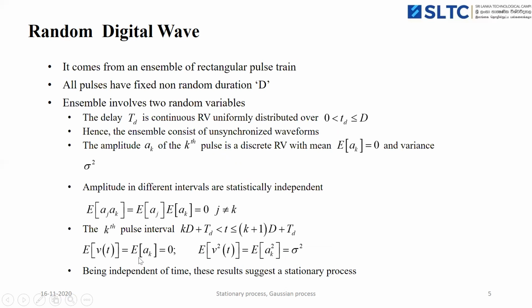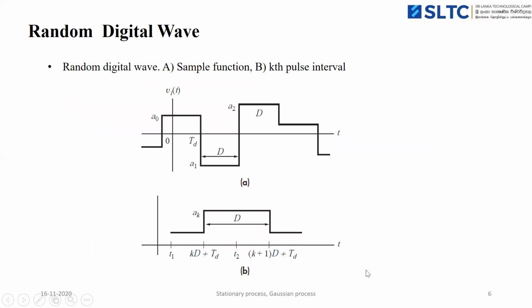The mean value of the amplitude, the expectation of V(t), equals the expectation of A_k, the kth pulse amplitude, which is equal to 0. This means the mean value of the amplitude is 0. And the expectation of V squared of t, the variance of the amplitude, equals sigma squared. That is, the expectation of A_k squared equals sigma squared. Being independent of time, these results suggest a stationary process. So this is the waveform representation of the random digital waves.